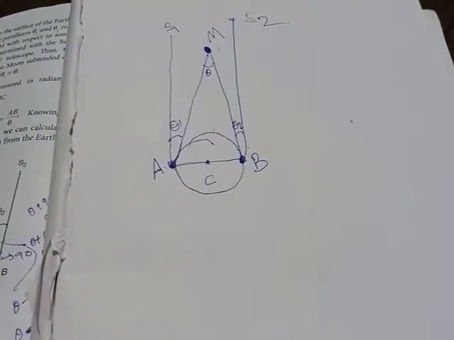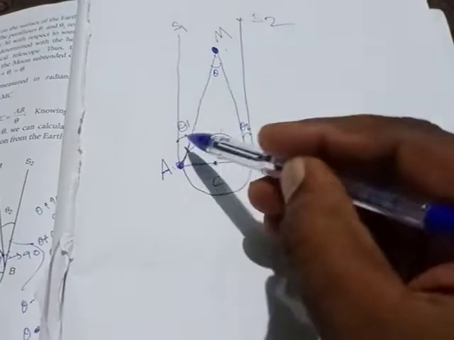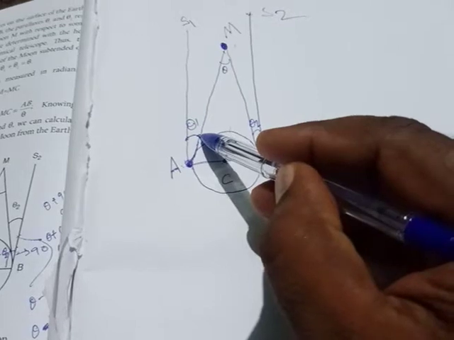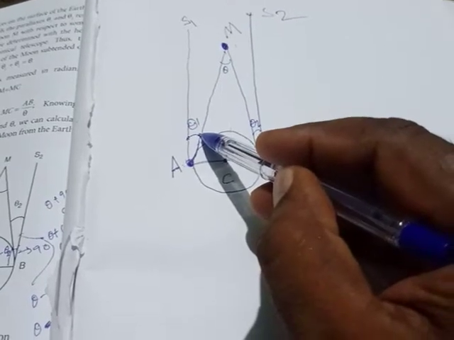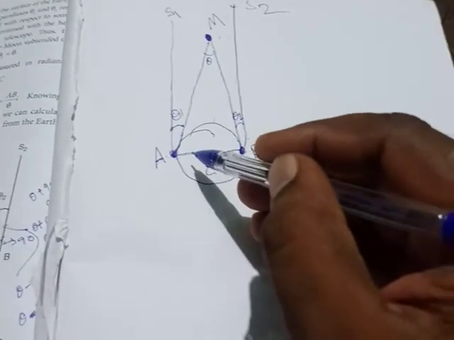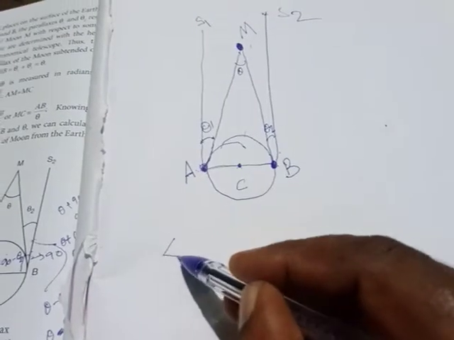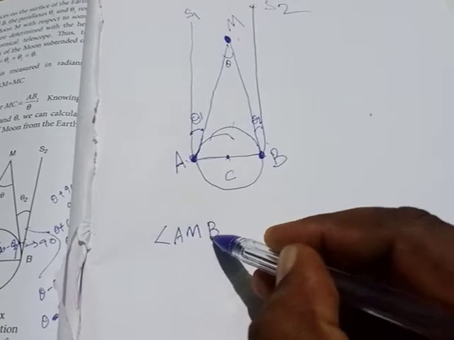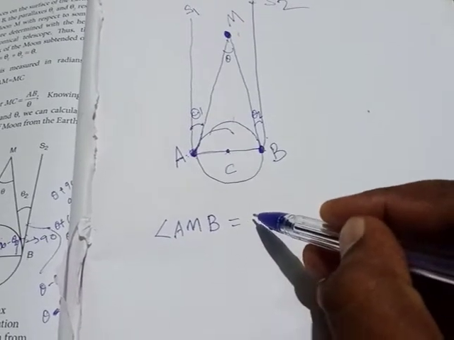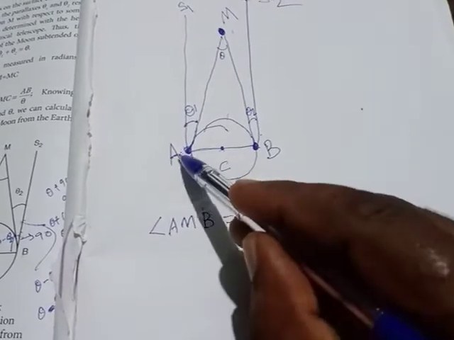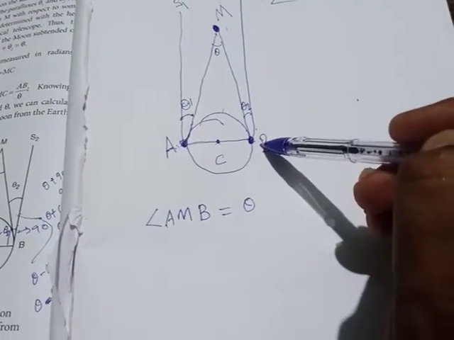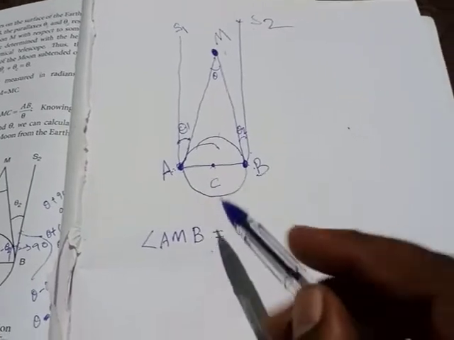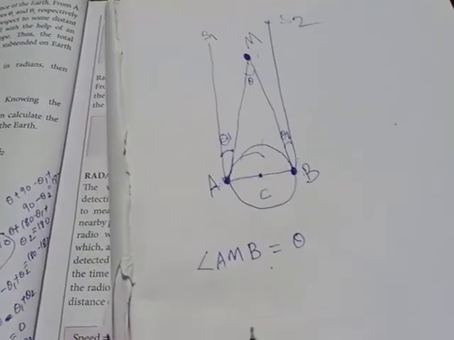That is what the parallax is, and here the parallax angle is measured. Theta 1 and theta 2 are measured. Now, angle AMP is equal to theta. AMB is equal to what? Theta. Now how can we find out this theta?